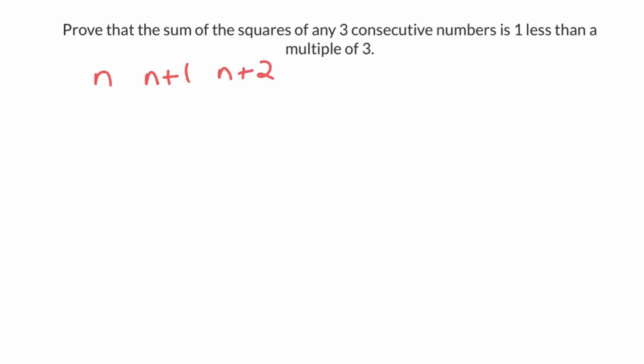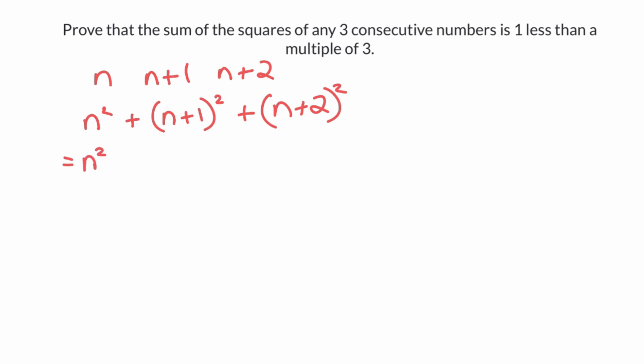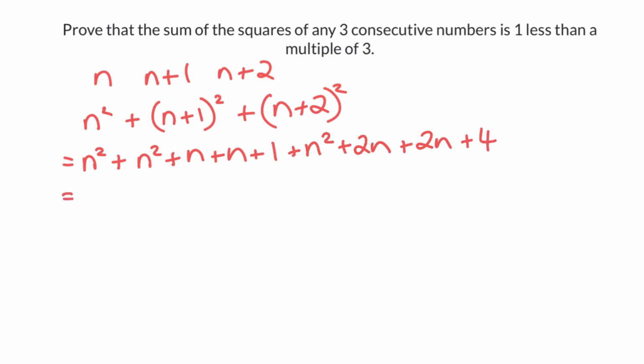So the sum of the squares of these numbers are going to be n squared plus n plus 1 squared plus n plus 2 squared. So if we multiply all of that out, we get n squared plus, and then n squared plus 1n plus 1n plus 1. And then the other brackets multiplied out are n squared plus 2n plus 2n plus 4. So if we gather up our like terms here, we've got 3 lots of n squared, we've got 6n, and we've got plus 5 at the end.